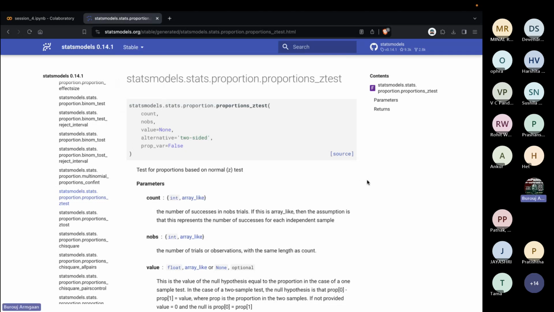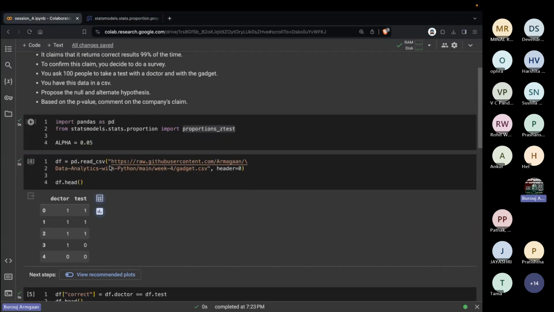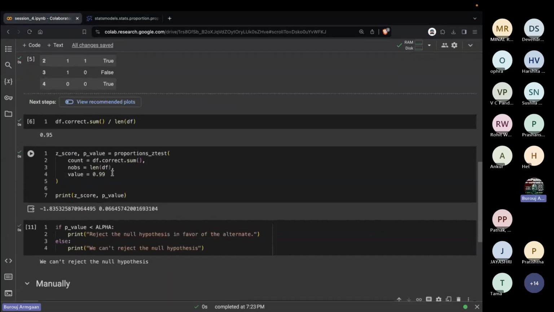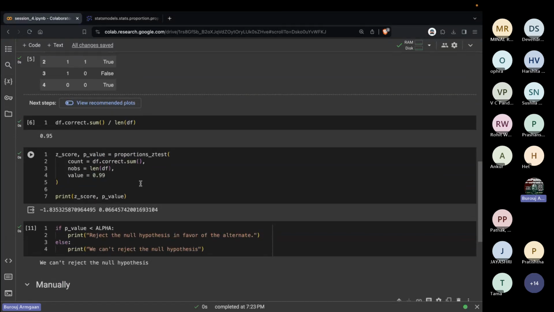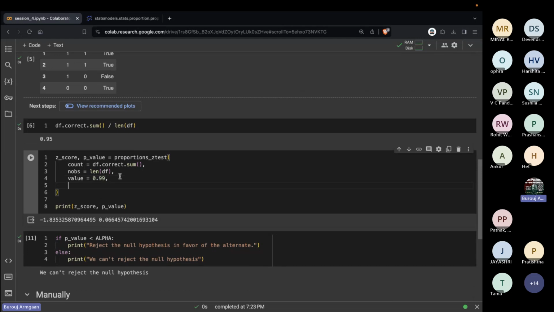Oh, we actually missed one thing. We supplied alternative to be two-sided by default. This should be one-sided in this case because you see that our z-score is less or equal to 0.95. So we don't need a two-sided thing. We need a one-sided value.